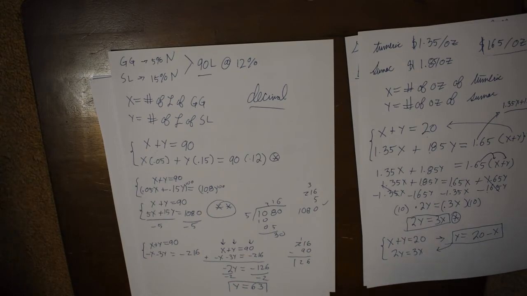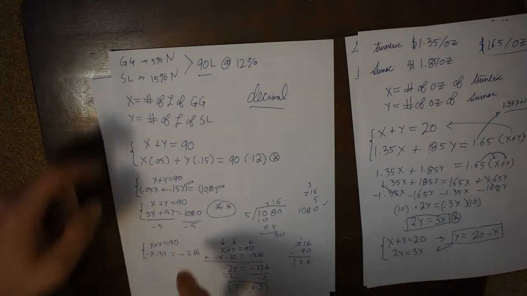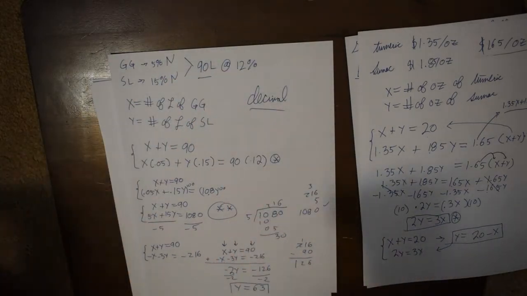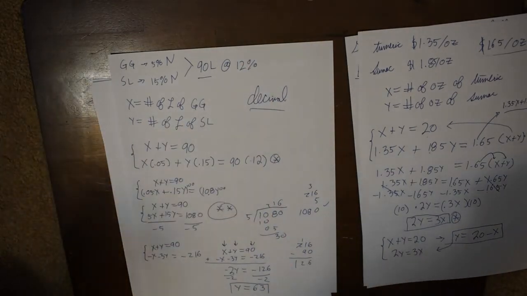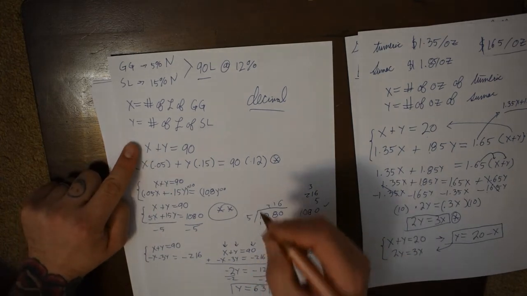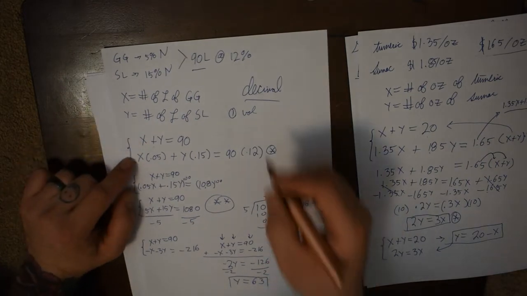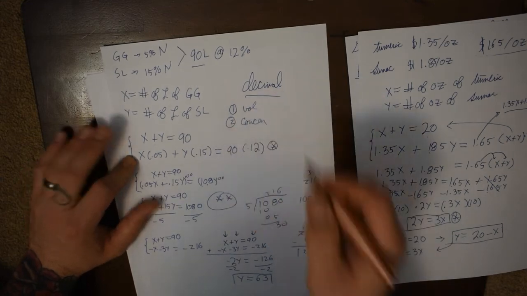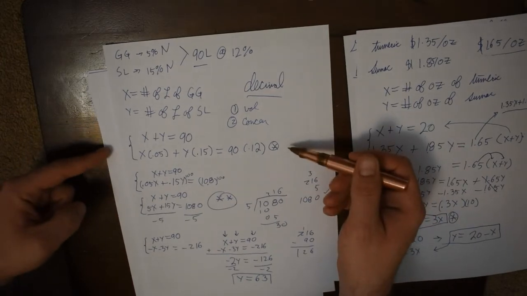So, what do we do here? Let's go over the problem. Nature's Landscapes carries two kinds of fertilizer, Gently Green and Sun Lover. Gently Green is 5% nitrogen, Sun Lover is 15. We want to combine these two, make 90 liters at a 12% concentration. For mixing problems, have one equation about your volume, how much, and then have your second equation be about the concentration. So we've got an equation about volume, an equation about concentration.